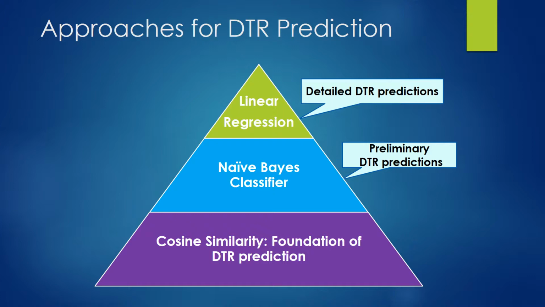Next level is preliminary DTR prediction using naive Bayes classifier. We get to know whether a defect can be resolved quickly or not using this approach. This helps the project manager to effectively assign resources for resolving the defect that can take longer time to resolve. Finally, we use linear regression approach to accurately predict the days to resolve a defect.